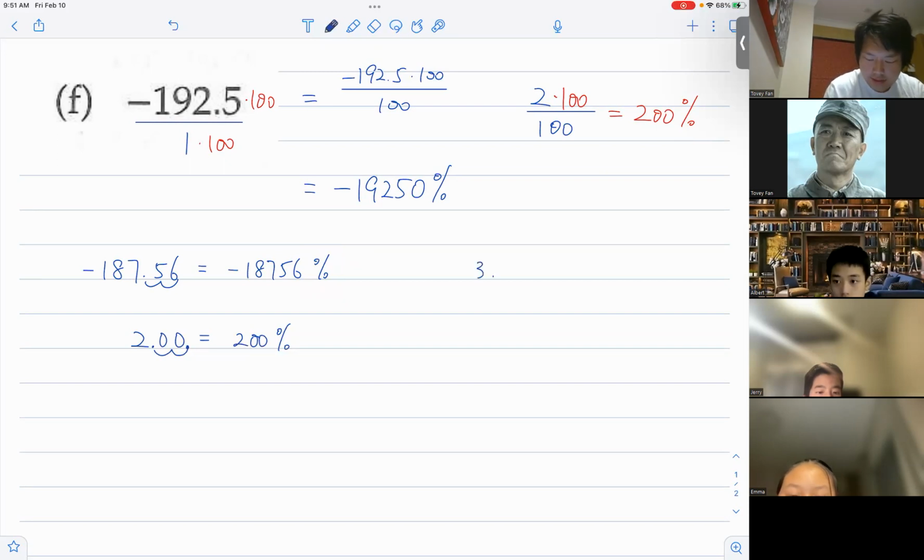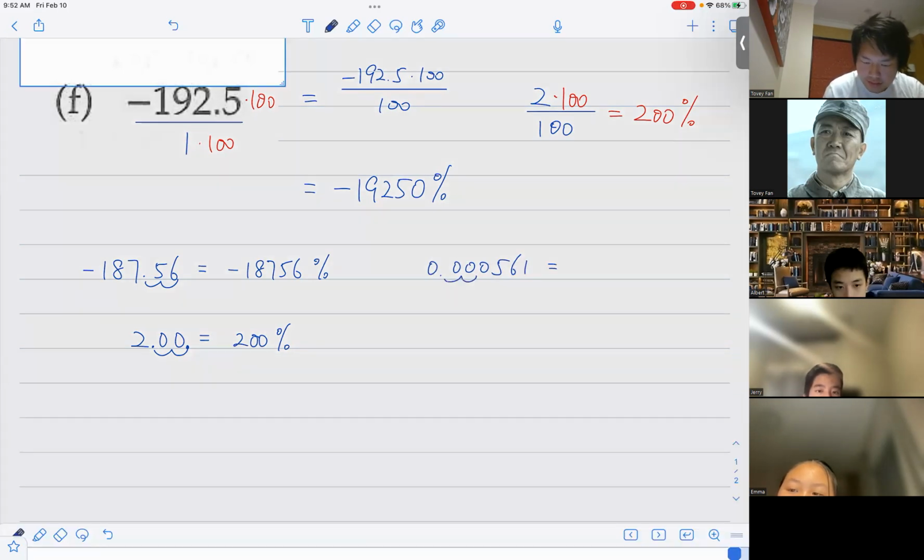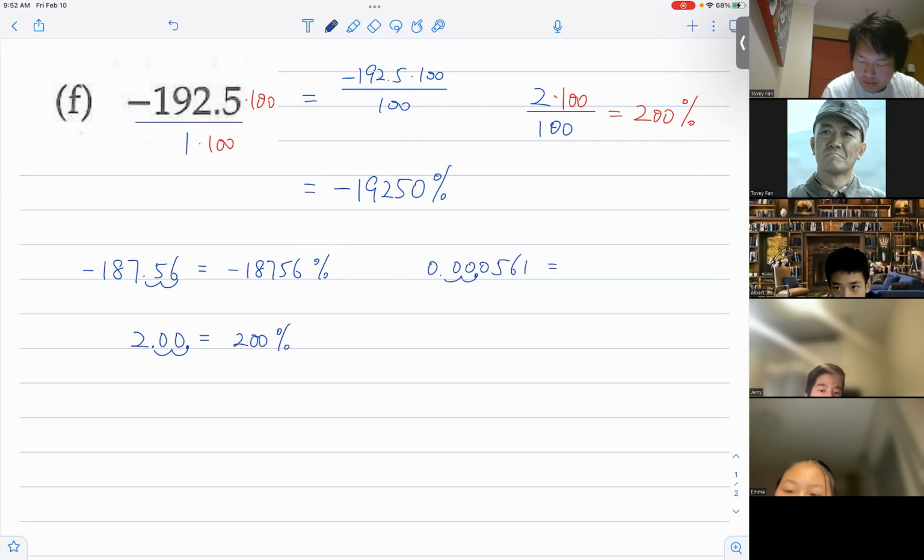One last example, let's say 0.000561. Okay, a bunch of zeros. To change this into a percentage, you move it twice. That's it. The decimal point is here, so it just becomes 0.0561%. Because here is where your decimal point is, the first two zeros you don't have to write down. You just need to write down 0.0561. Okay, good. Make sense?